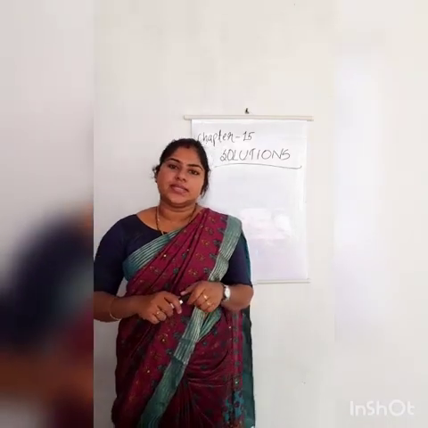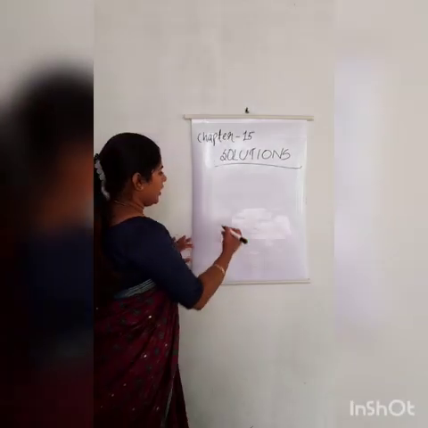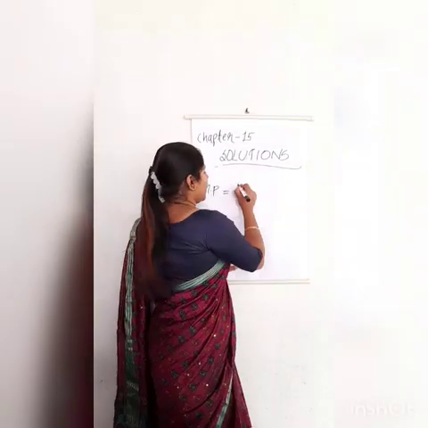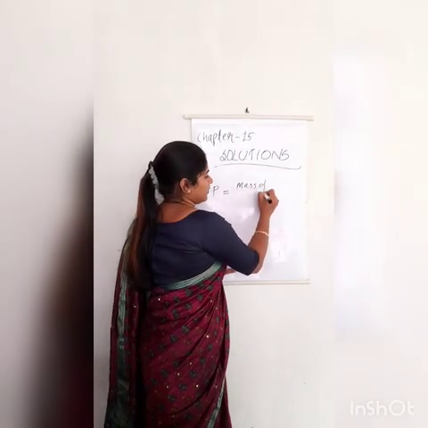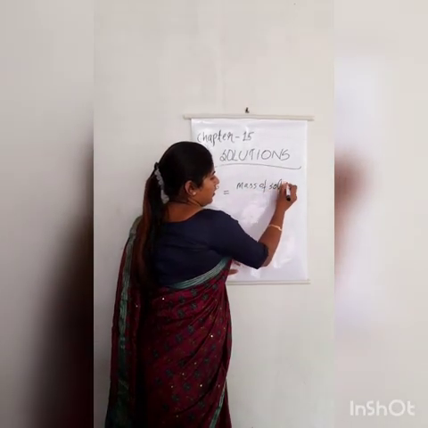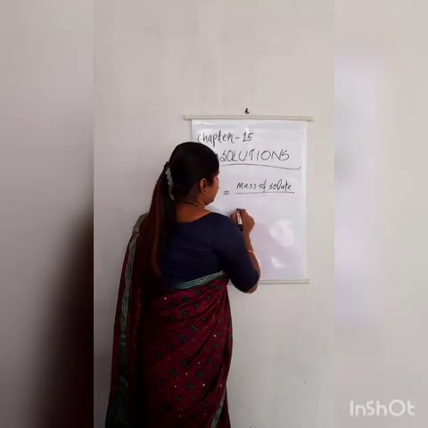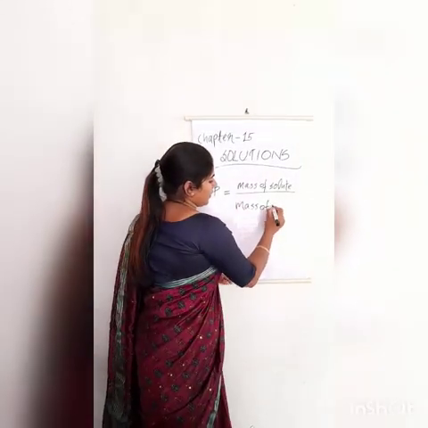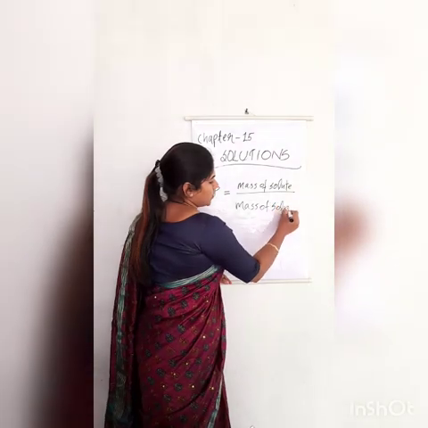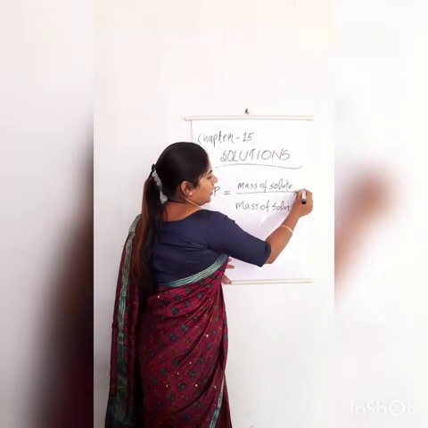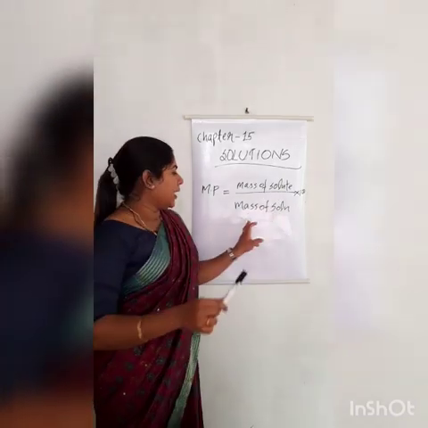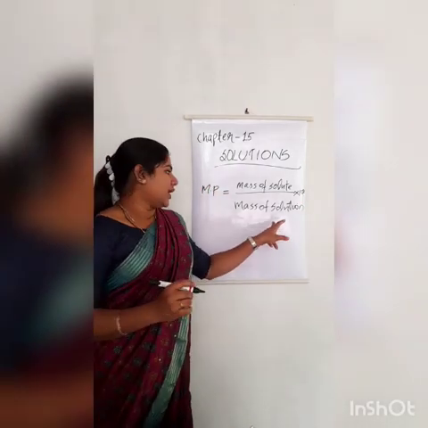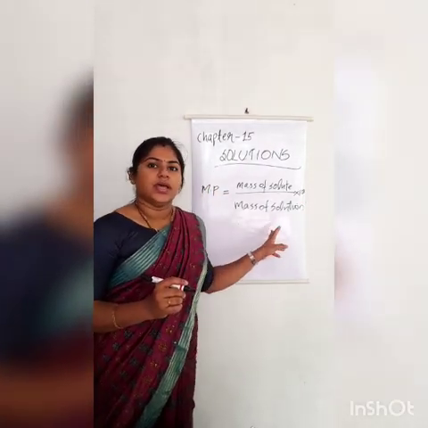The first method is the mass percentage method. The equation is the mass of the solute divided by the mass of the solution, multiplied by 100. From this we get the mass percentage of the solution.